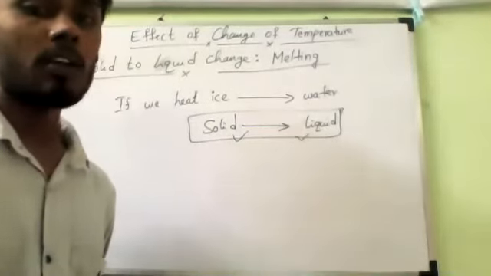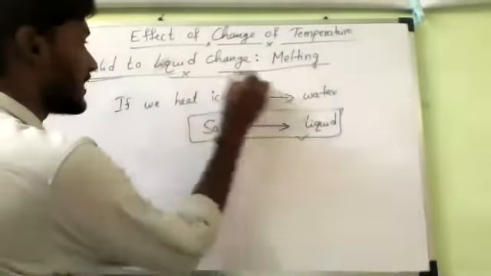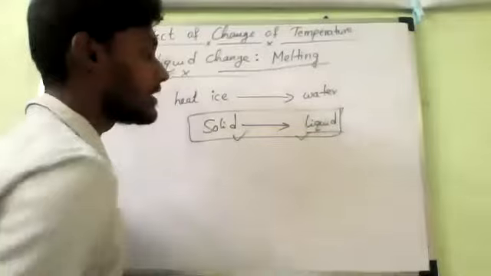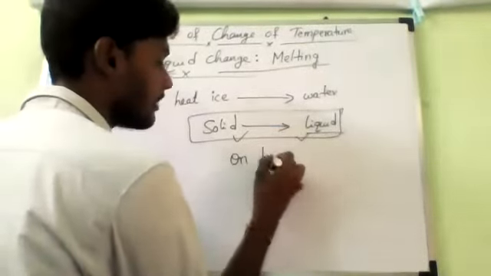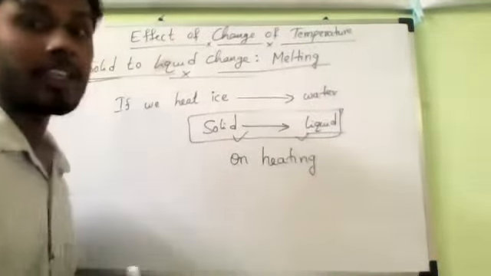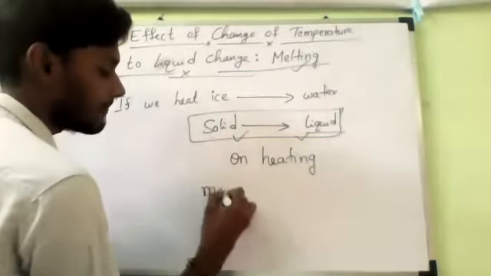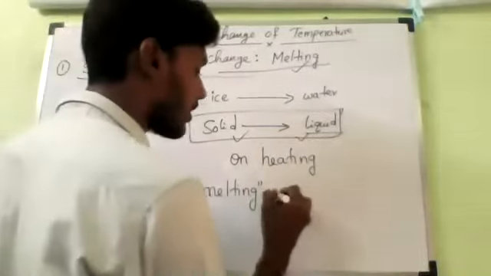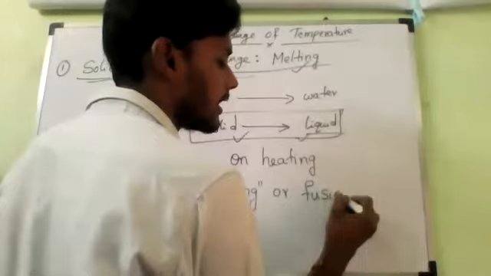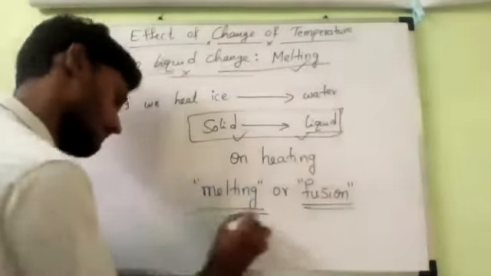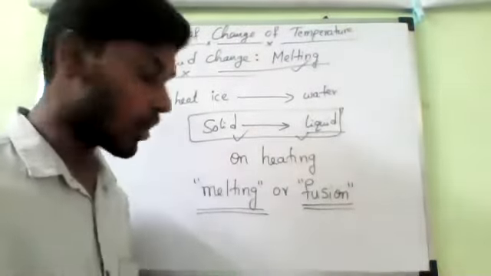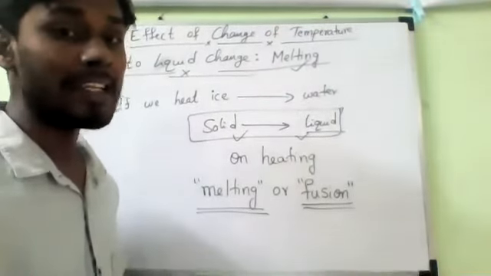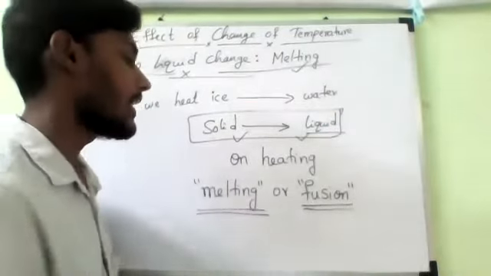Here we observe the process of converting solid state to liquid state. The process in which a substance changes from solid state to liquid state on heating is called melting. Melting can also be called fusion, F-U-S-I-O-N. Many don't know this word. So when ice changes into water on heating, it is called melting of ice, or else fusion of ice.